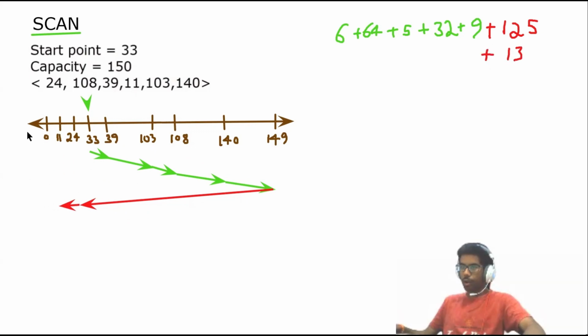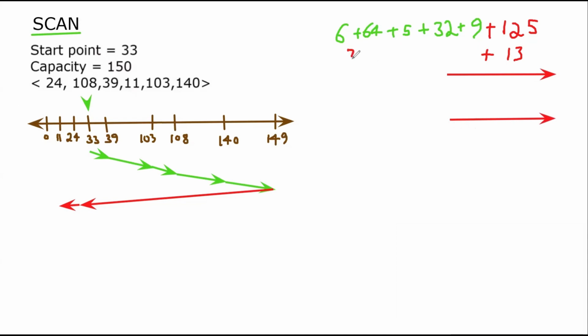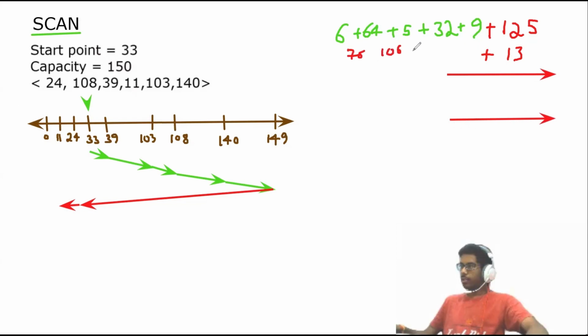Okay, so now we better get the sum. So now let's add them all up. 231 plus 13 is 244. That's our total length covered.